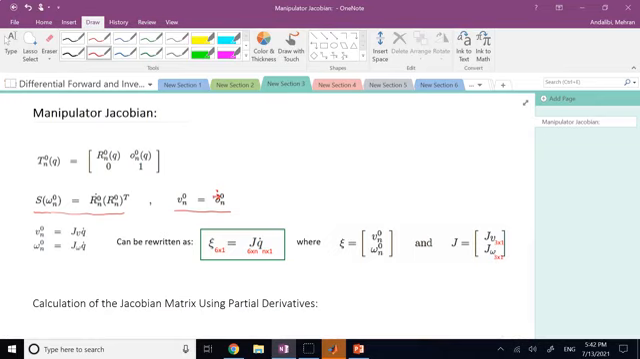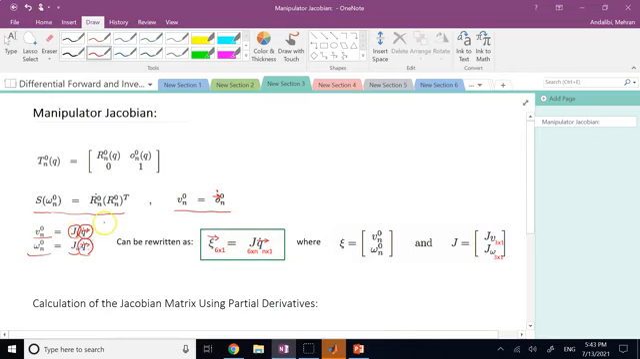So now, this is the goal here. The goal is this. Can I write the linear velocity of the end effector as some matrix multiplied by the vector of joint variables? And can I also write the angular velocity of the end effector as another matrix times the vector of joint variables? So this q dot here is a vector.